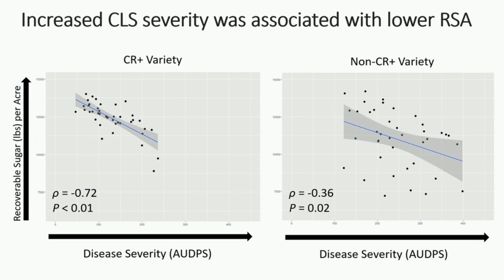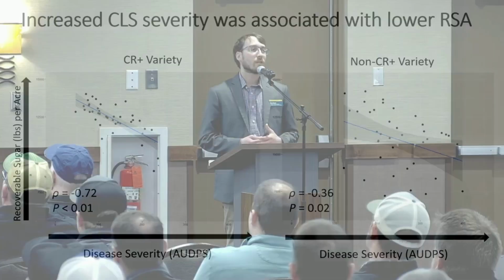One thing about CLS field trials is that we don't always see a tight correlation between disease control, Cercospora disease severity, and RSA. However, in these trials, we did see a significant correlation where lower disease values were associated with higher RSA. And I included these slides, maybe somewhat data heavy, but just to, again, show the spread. We can see the black dots on the right side more spread out. That is the non-CR Plus variety where we saw just a greater variation.